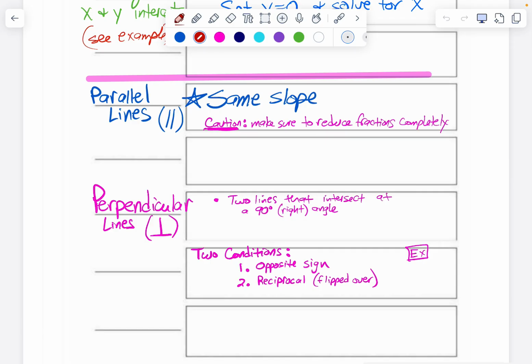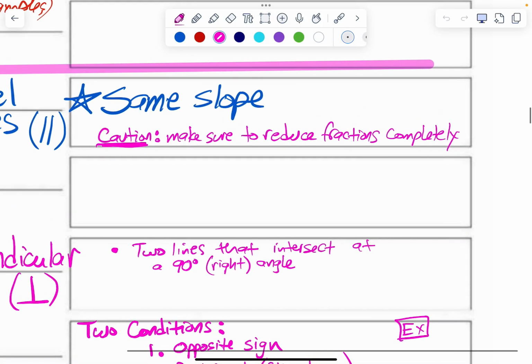End of story. The only thing that you might have to check there is to make sure fractions are reduced completely. Or what if you're given one as a fraction, one as a decimal? You would want to convert so they're in the same form. And so maybe add that caution as well. Make sure to reduce fractions completely.